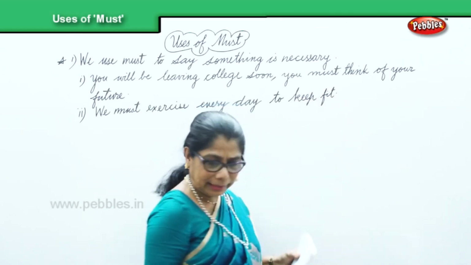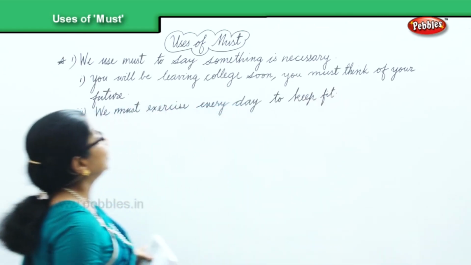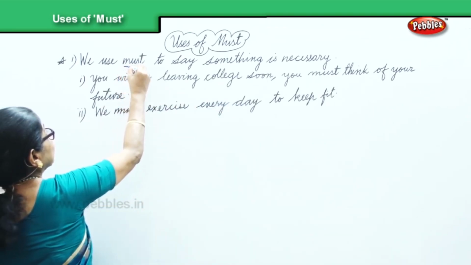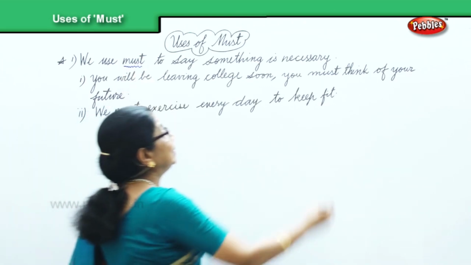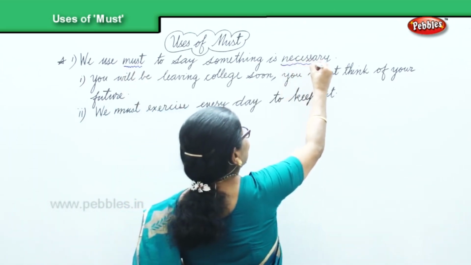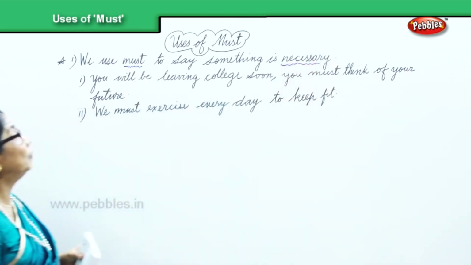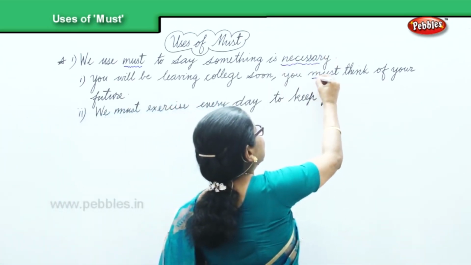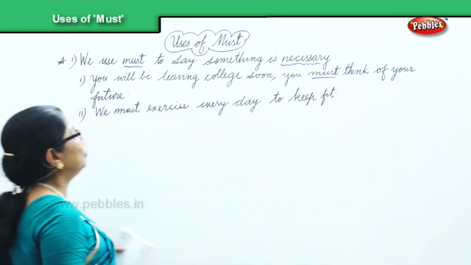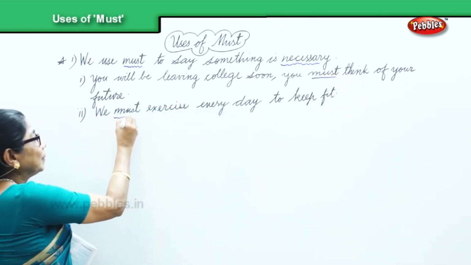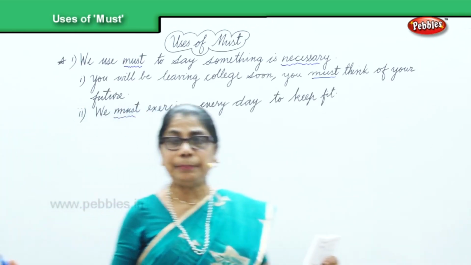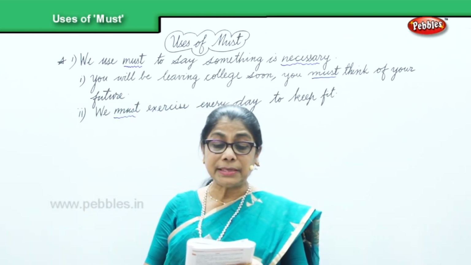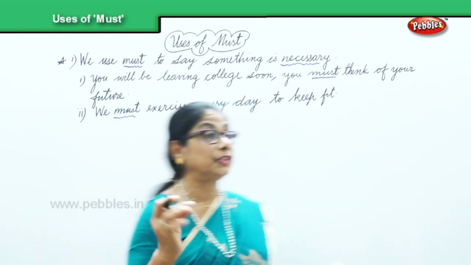Okay, that's the first category. Let's look at it again. We use must to say something is necessary. Now, the first sentence we have, you will be leaving college soon. You must think of your future. We must exercise every day to keep fit. And in the second category, we have must is used for determination.